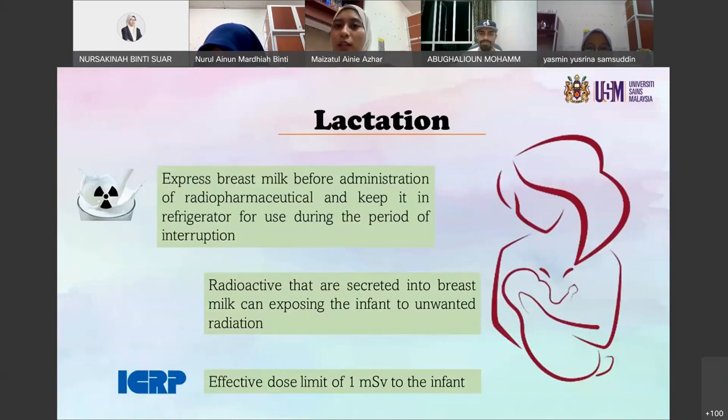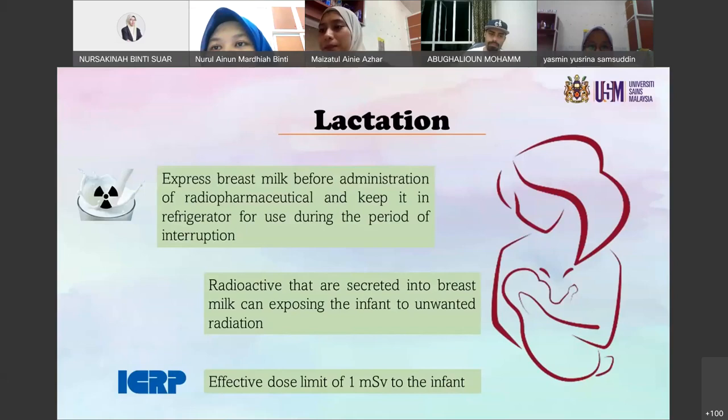Next slide. So radiation exposure could be delivered by lactation. It occurs when mothers swallow a radioactive source. So mothers who are still breastfeeding are advised to express their breast milk before administration of the radiopharmaceutical and keep it in the refrigerator for use during the period of interruption. This is because the radioactivity that is secreted into the breast milk will be transferred to the babies and give unwanted radiation to them. So usually the dose limit to the infant is 1 millisievert. This is the general limit recommended by the ICRP for protection of members of the general public. Next slide.